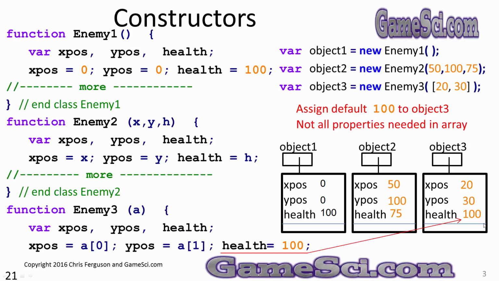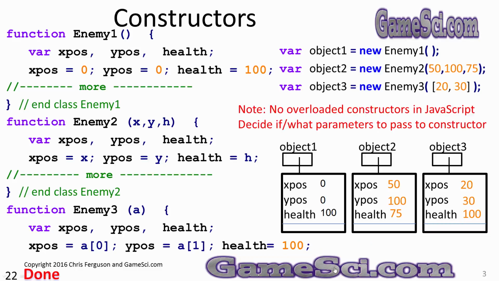So there's my 3 different versions. One that takes no parameters and everybody gets a default value. One that takes 3 parameters and there are no default values, so the user gets to decide. And then this third option using an array, I'll let you change the X and Y position, but I won't let you change the other variables.